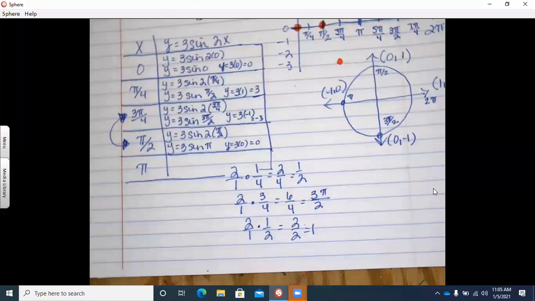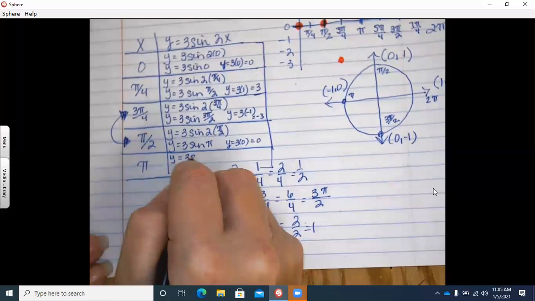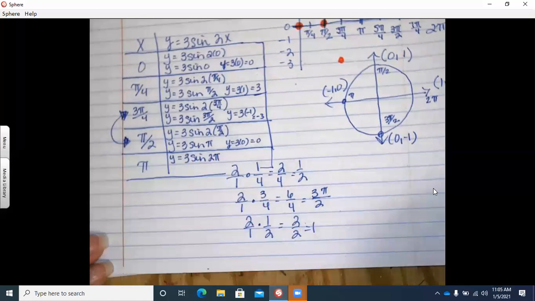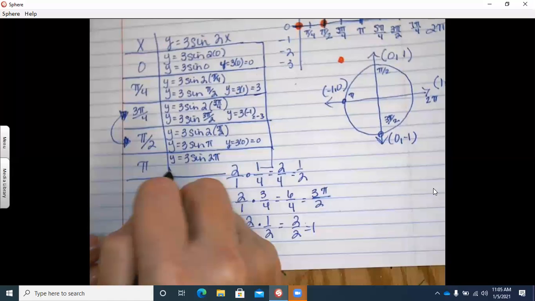All right, and then we have pi. Y equals 3 times the sine of 2 times pi. Well, isn't 2 times pi just 2 pi? Right, so there's no fractions to simplify. So what's the sine of 2 pi? 0. So 3 times 0 gives me 0.